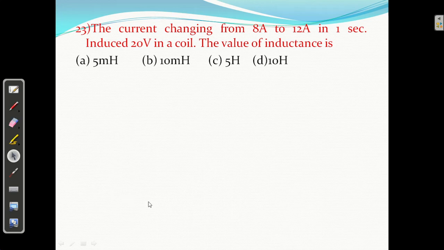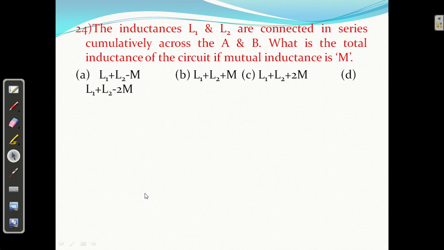Question number 24. The inductances L1 and L2 are connected in series cumulatively. Please hear that word, cumulatively, across A and B. What is the total inductance? The formula is L1 plus L2 plus 2M. Yes, this is the correct answer. Two coils connected in series cumulatively, so L equal to L1 plus L2 plus 2M. If it were differential here, what would the answer be? L1 plus L2 minus 2M. Right? A and B are wrong. So cumulatively, C is correct. If differentially, D would be correct.